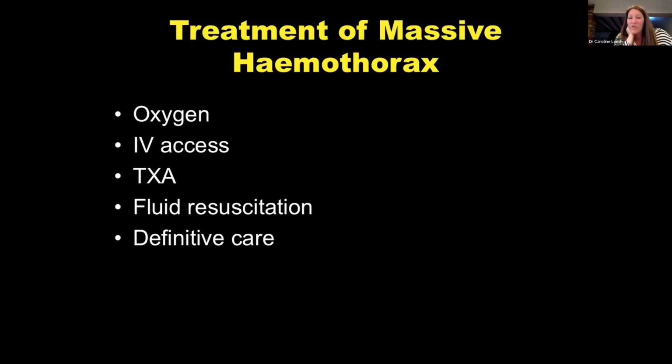So it's oxygen, definitely, IV access and TXA, fluid resuscitation, either crystalloid or blood products, depending on what you carry, and get this patient to definitive care as soon as possible. They need haemorrhage control, whether that's from interventional radiology or in theatre. And also if they're on anticoagulation, they might need reversal of that very quickly as well.